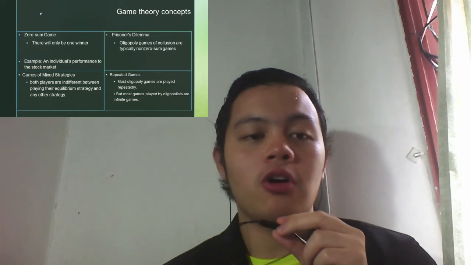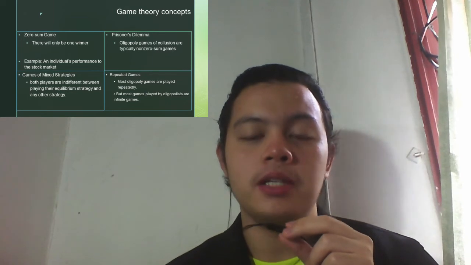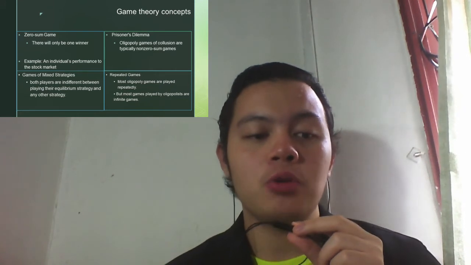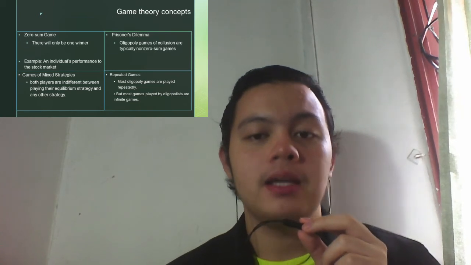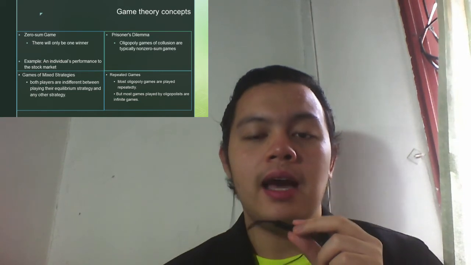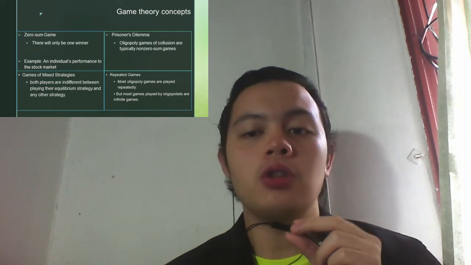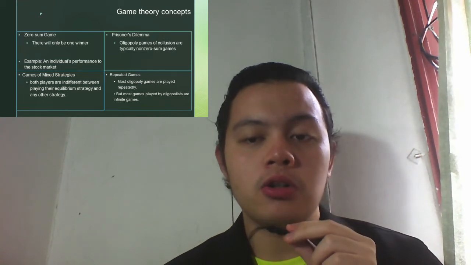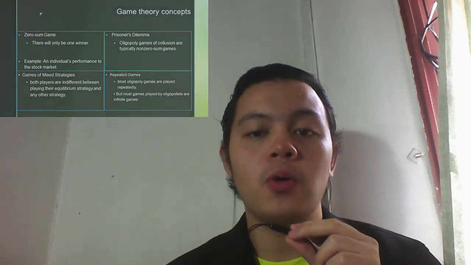The next concept that we can talk about is the prisoner's dilemma. In the prisoner's dilemma, oligopoly games and games of collusion are typically non-zero-sum games, which means that in the end, both parties are able to benefit from each other in terms of getting the most benefit or mitigating the most harm. The next concept is the games of mixed strategy, in which both players place strategies, and either strategy is good for them. And lastly is the repeated games, where most oligopoly games are played repeatedly, which means that they will continue the same game over and over again. Usually, in real life, it is infinite where there is no end to this game.